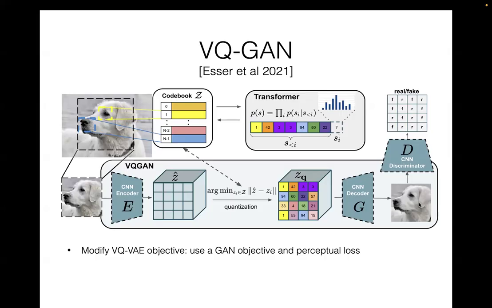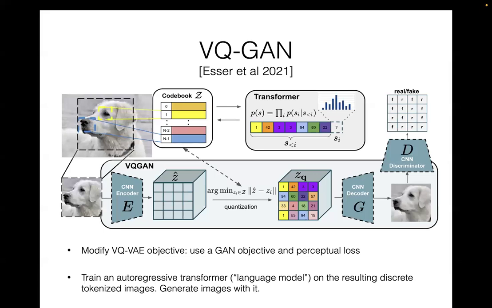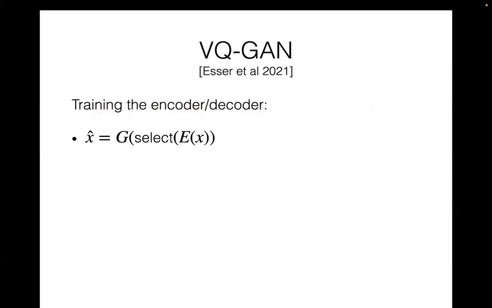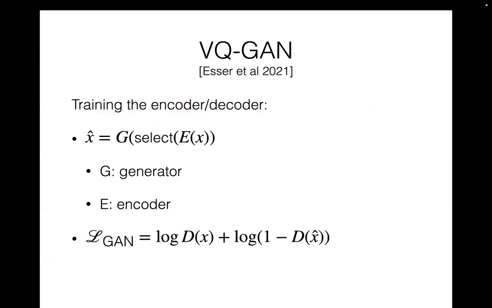Here again, they're going to change the objective in order to train the encoder and decoder, and it's going to be based on GANs and some additional losses. Maybe I won't go too much into detail here, but just really quickly, in case you haven't seen this GAN loss before. Do I have enough details here? Oh, I do.